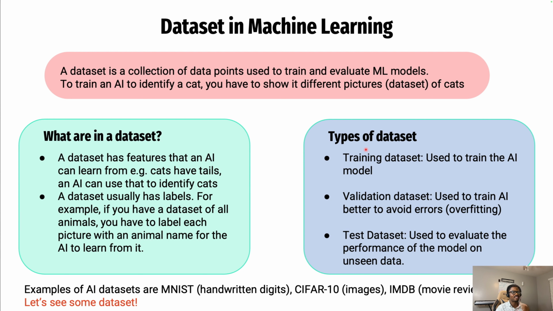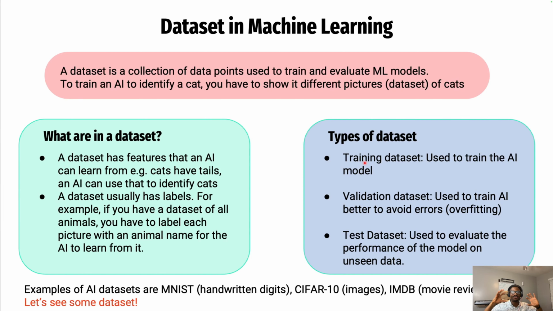So we have types of data set. This one again might be complex, but just follow. When you have a big data set, let's say 10,000 images, we want to use that data to train our AI.